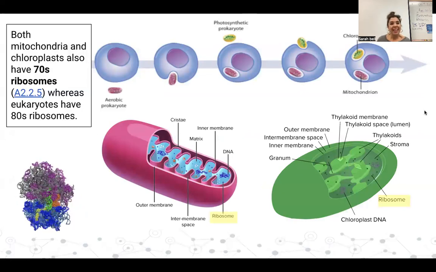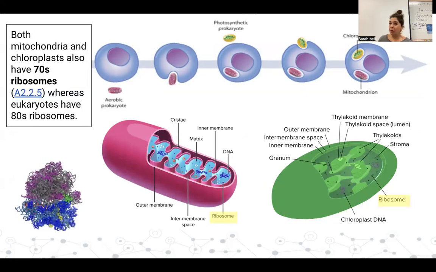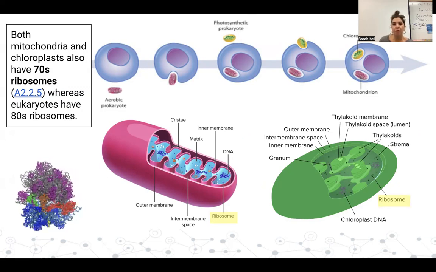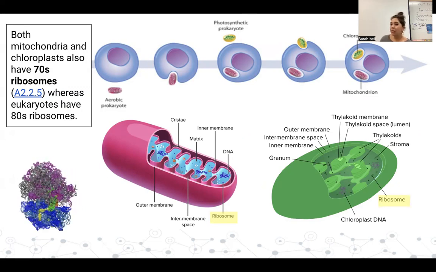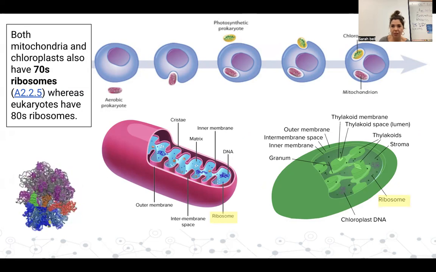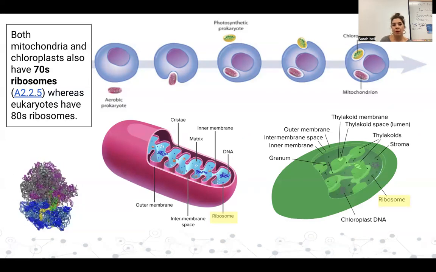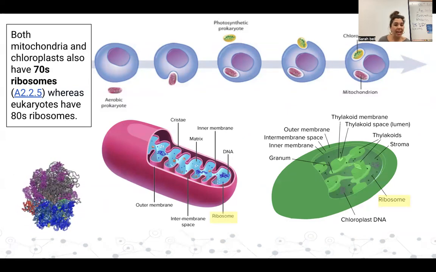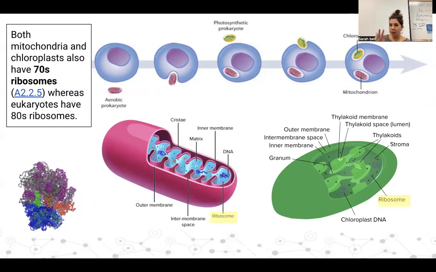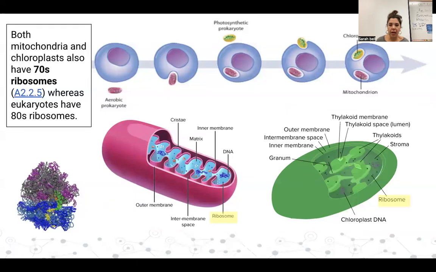Another one is the ribosomes. You may or may not know it, but mitochondria and chloroplasts both have ribosomes. And not only do they have ribosomes, they're similar to prokaryotes. So we should remember that eukaryotes have 80S ribosomes, and so structurally, they're a little different in size.